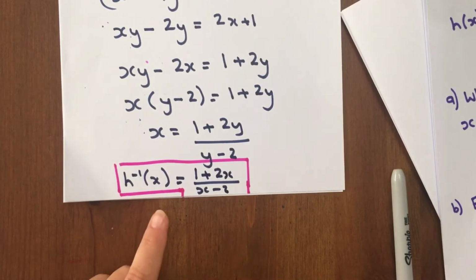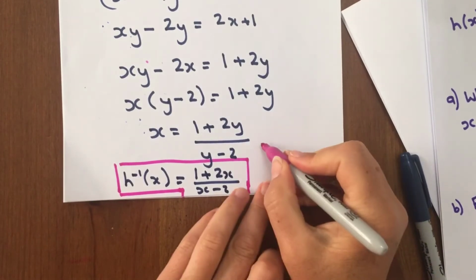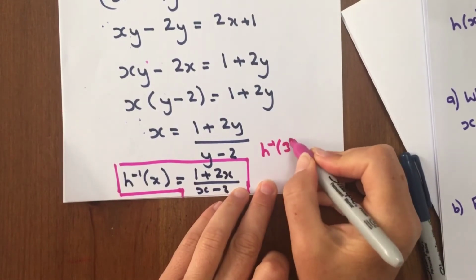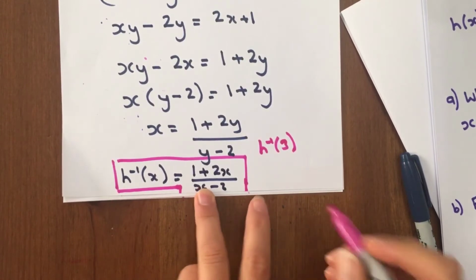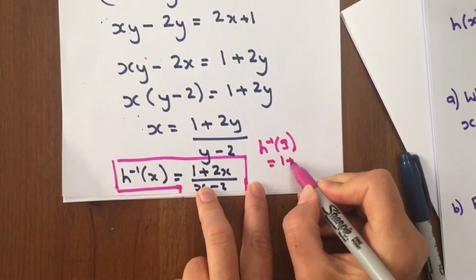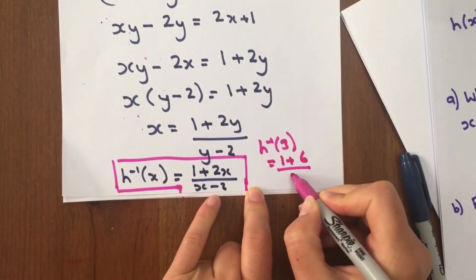Now if we look back at the last question, if you wanted to find this, all we have to do is put 3 into the inverse function. So I've got 1 plus 6 over 3 minus 2, which is 1.